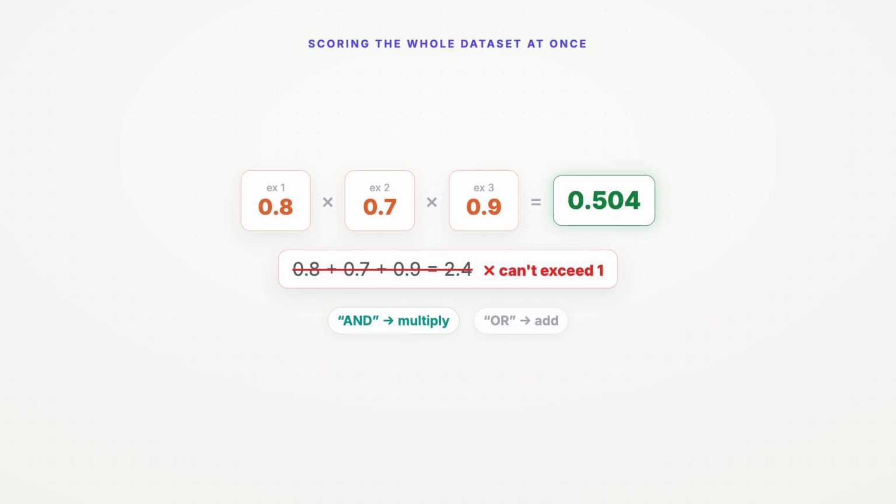So why not just add them? Because adding gives 2.4, and no probability can ever be bigger than 1. Adding is for or, multiplying is for and. We need every example right together, so we multiply.